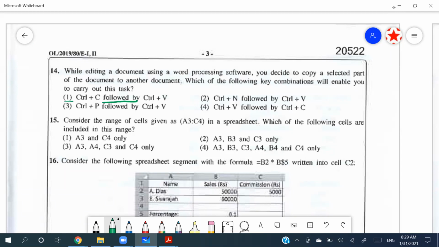So the answer is going to be Control C followed by Control V.